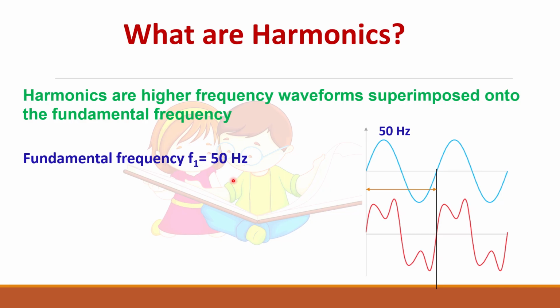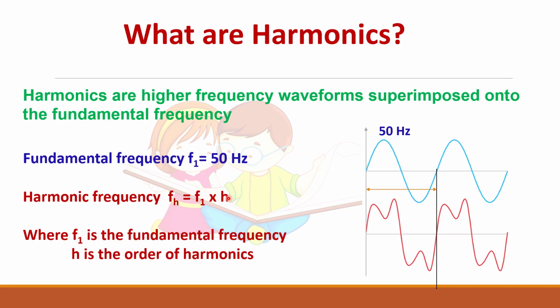So if the fundamental frequency F1 is 50 Hertz, we can write the harmonic frequency FH is equal to F1 times H, where H is the order of harmonics, or you can write H is equal to 2, 3, 4, 5, 6, that is, integers.